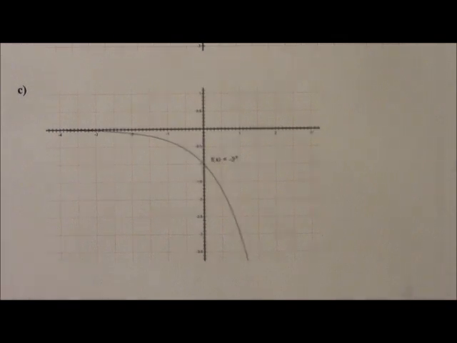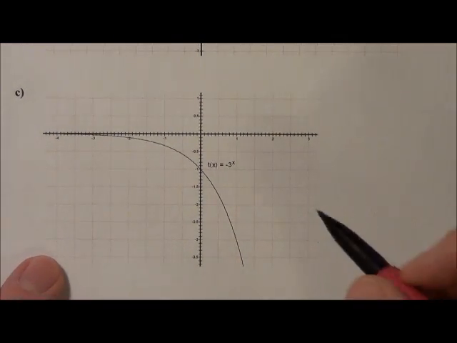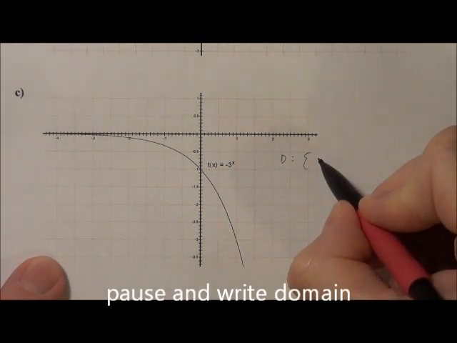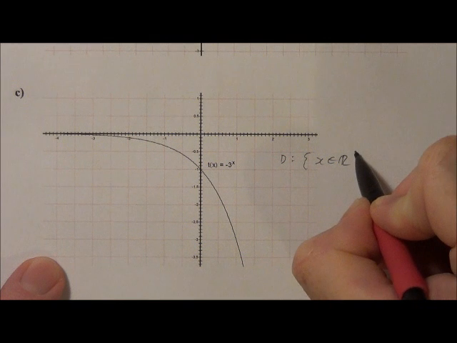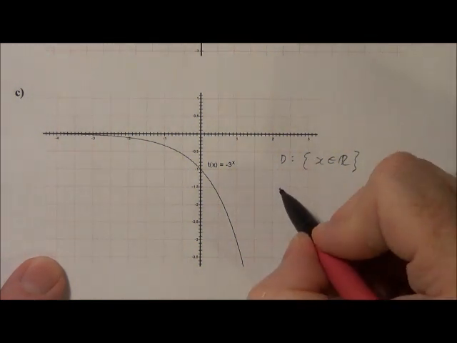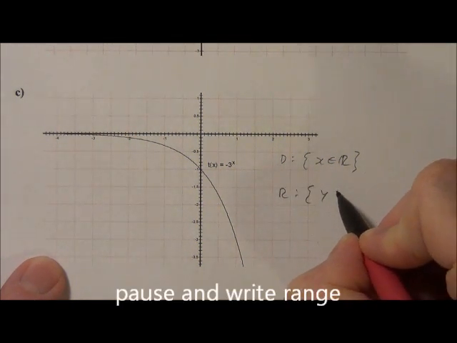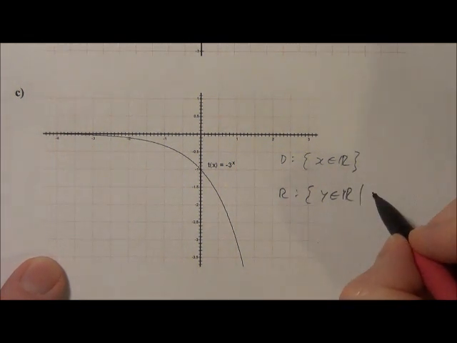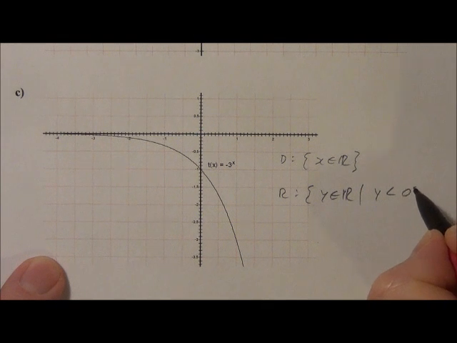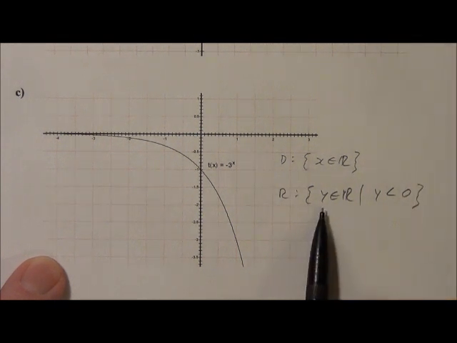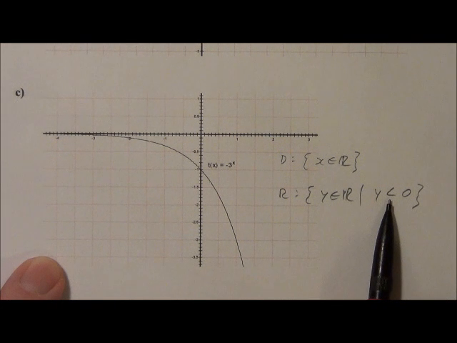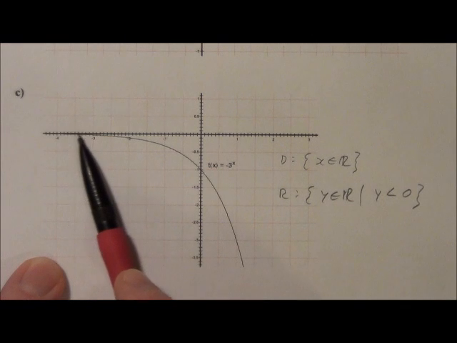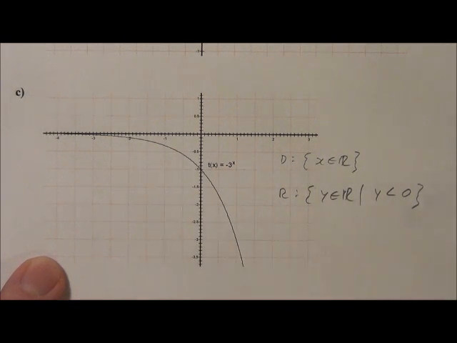And then for the exponential function, the domain, x is an element of all real numbers again, and the range, y is an element of all real numbers such that y is less than 0. Because it's not less than or equal to, just less than, because exponential functions have a horizontal asymptote at y equals 0.